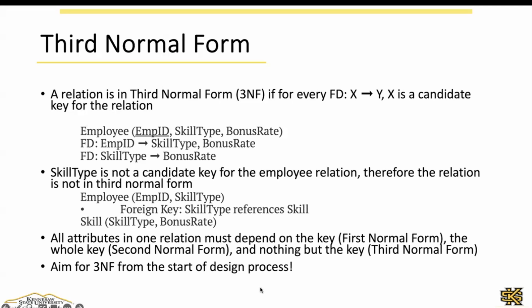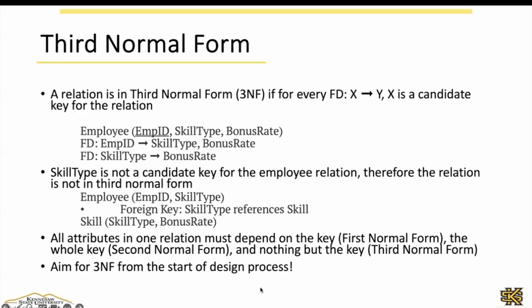Let's have another example. Imagine an employee table where we have three columns: employee ID, skill type, and bonus rate. Seems simple enough, am I right? But there is a hidden issue. Here is how the data works. Employee ID tells us about the skill type of the employee and also tells us about the bonus rate. But wait, there is another dependency. A skill type determines the bonus rate as well.